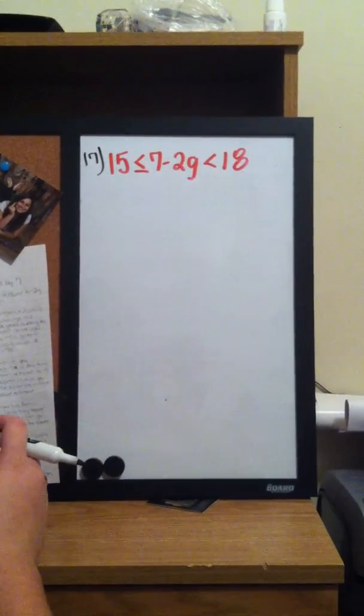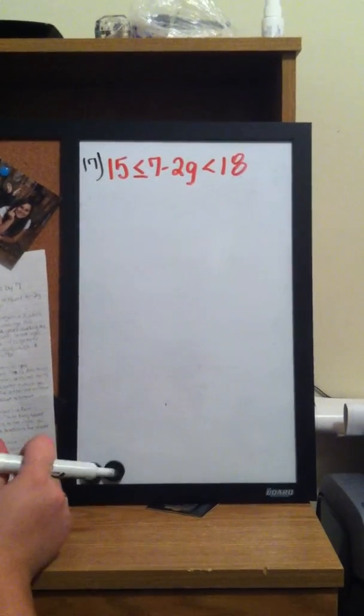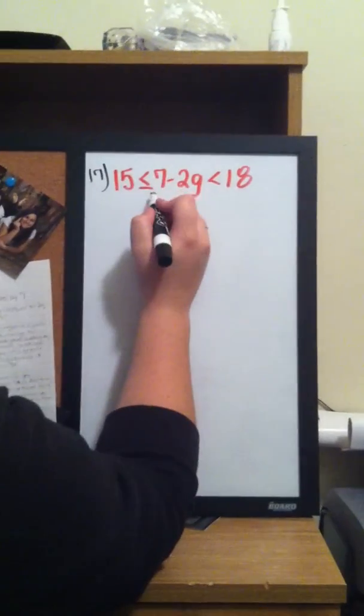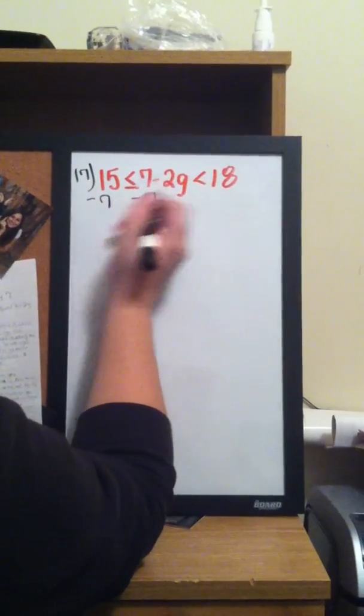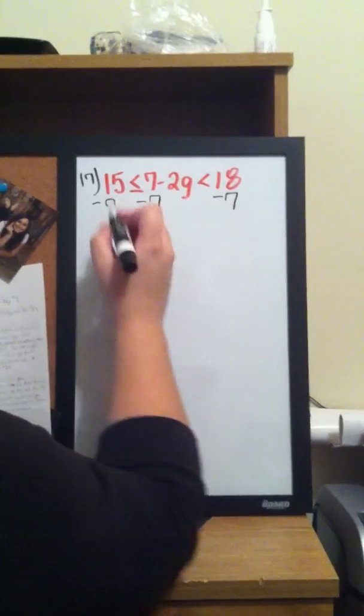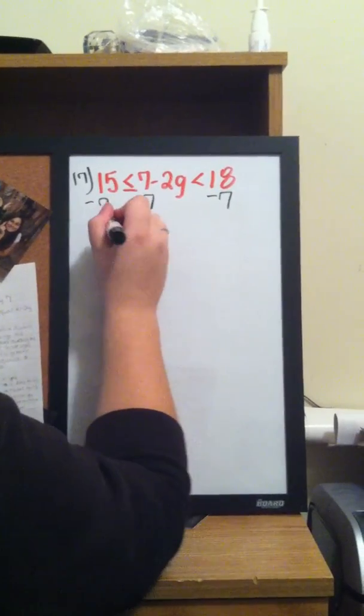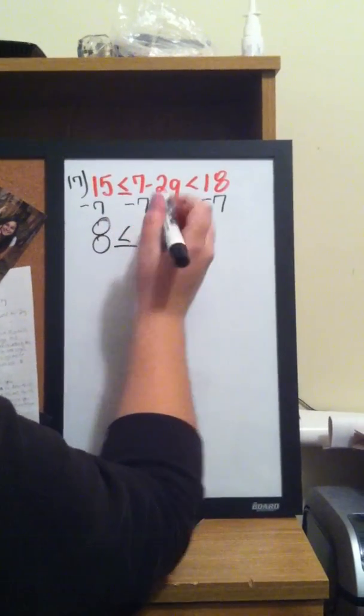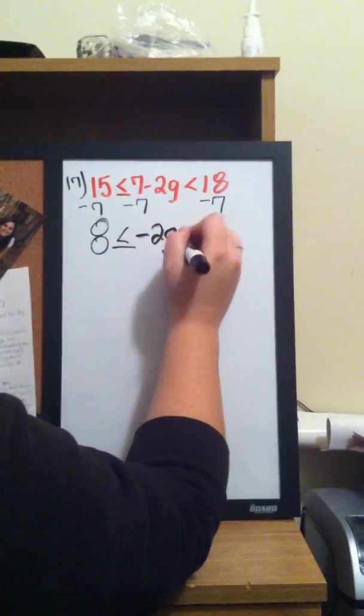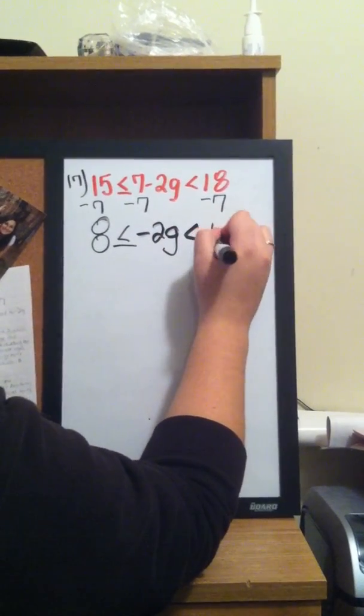I'm doing number 17, which is to solve the inequality. So the first thing you do is subtract 7 from all sides, giving you 8 is less than or equal to negative 2g, which is less than 11.